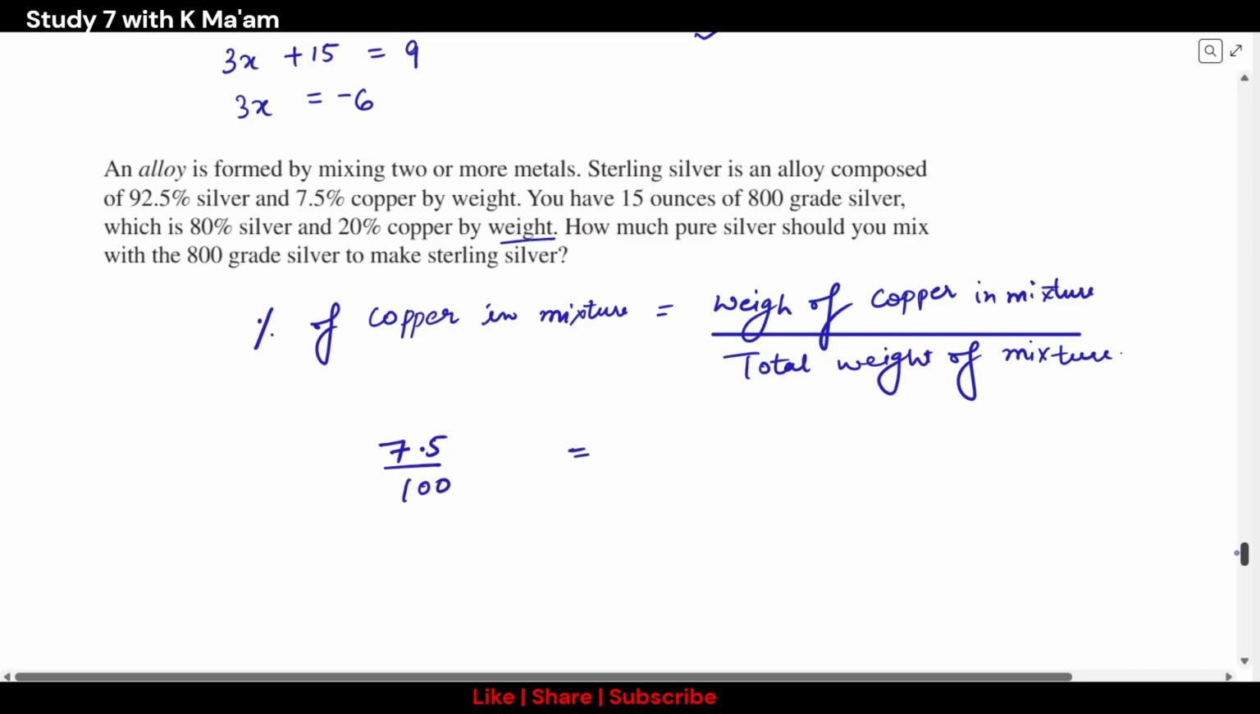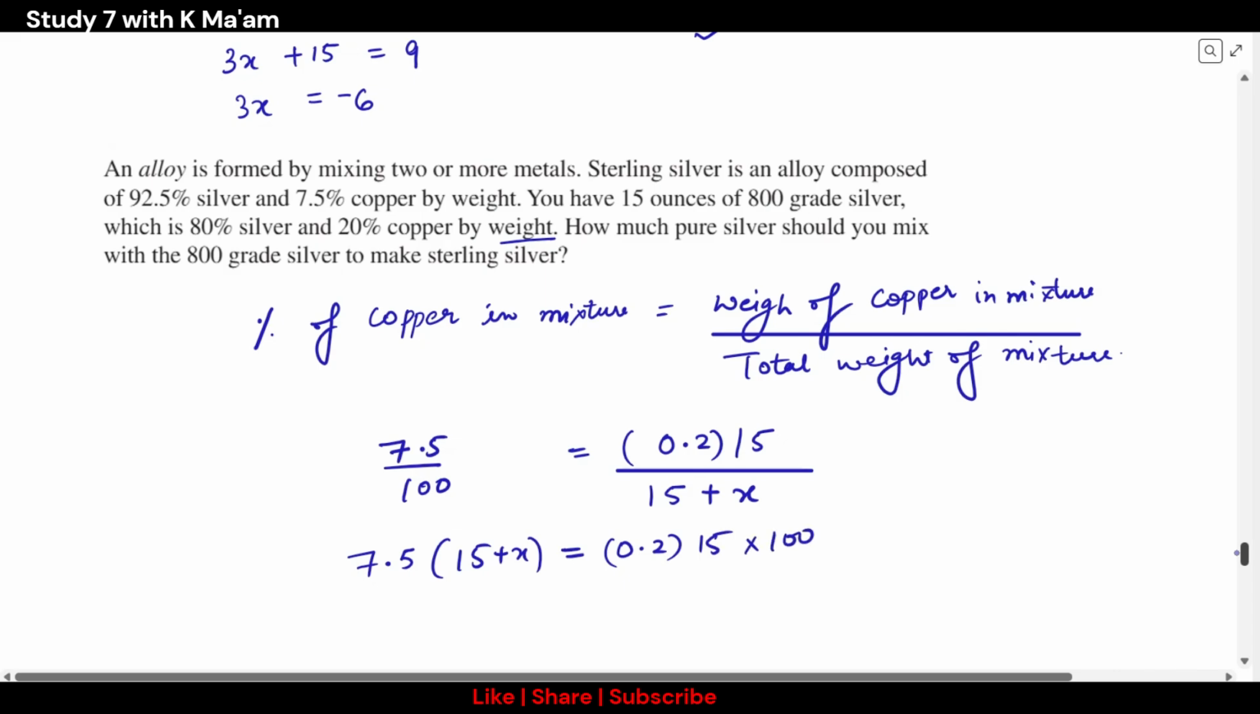Weight of the copper: it says 20% copper by weight, so 0.2, and 15 ounces, so multiply by 15. Divide by the total. So 15 plus the extra amount x that we should add. So just cross multiply now. 7.5 times 15 plus x equals 0.2 times 15, then multiplied by 100.